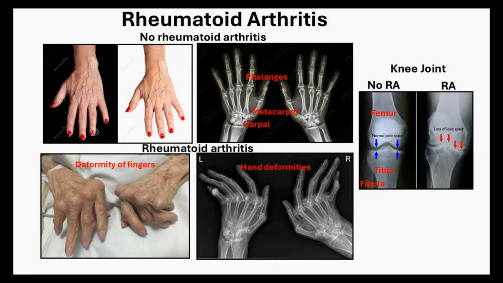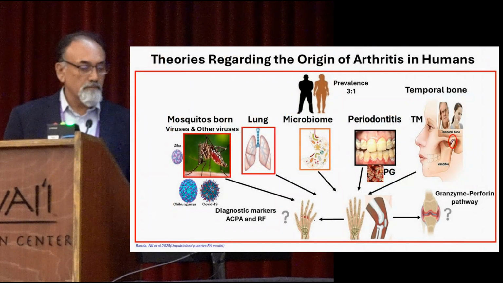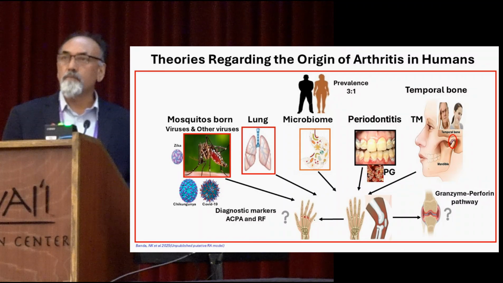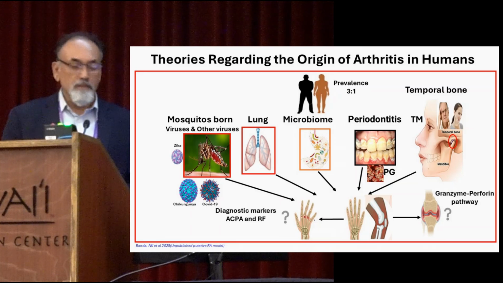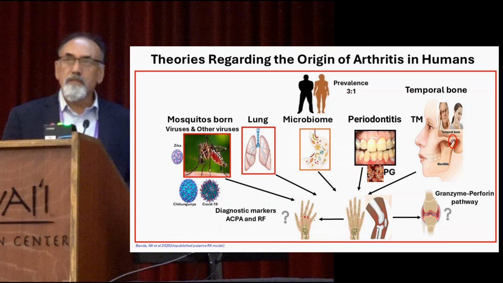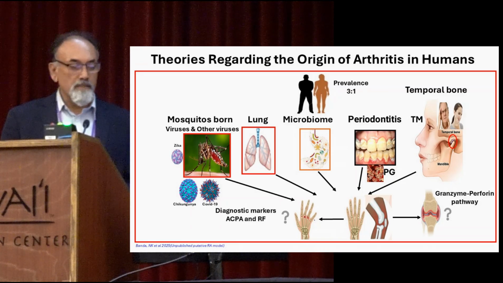This slide compares the normal joints with the deformed joints in rheumatoid arthritis. The pathogenesis of rheumatoid arthritis is complex. As you have seen, many different types of cells, chemokines, complement systems, and cytokines are involved in the pathogenesis of rheumatoid arthritis. Some studies have shown that this particular disease originates in the temporomandibular joints.